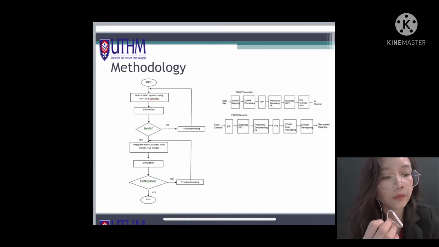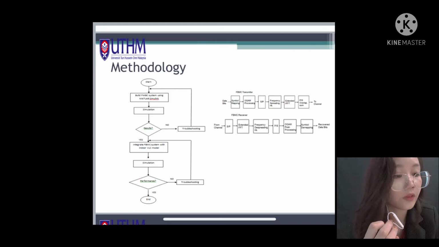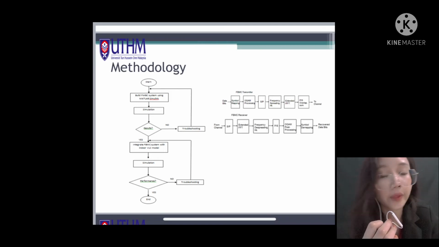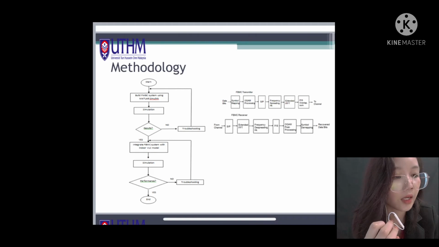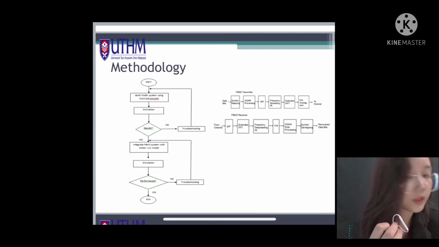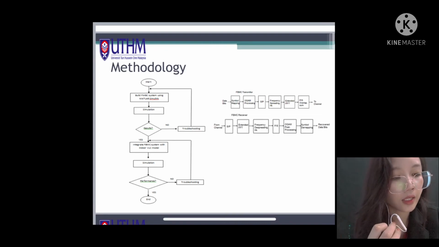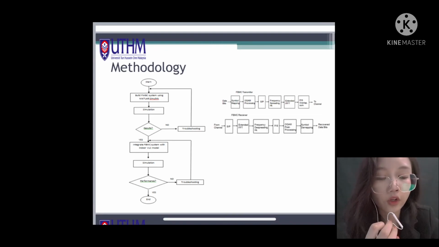In the FBMC receiver, starting from the channel, it goes to the series parallel, and then the FFT, and then frequency overlapping, and then parallel series, and QAM post processing, and the symbol demapping, and then recovers the data bits. That is the block diagram of FBMC.